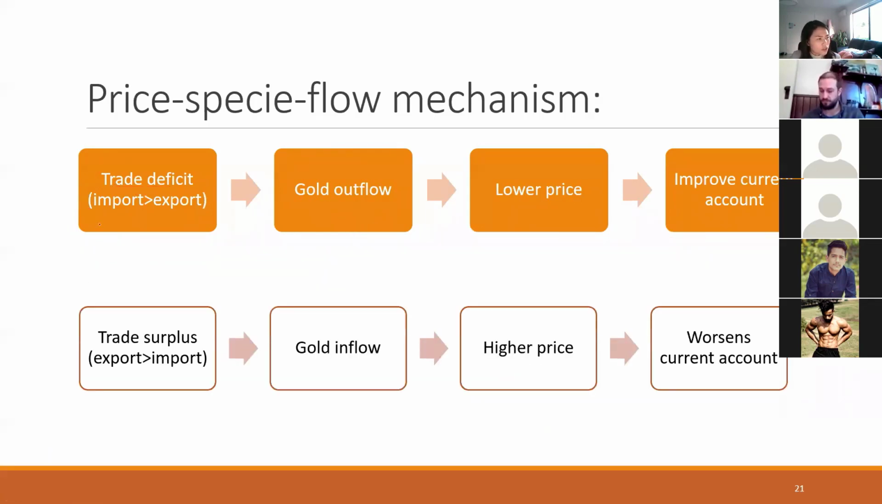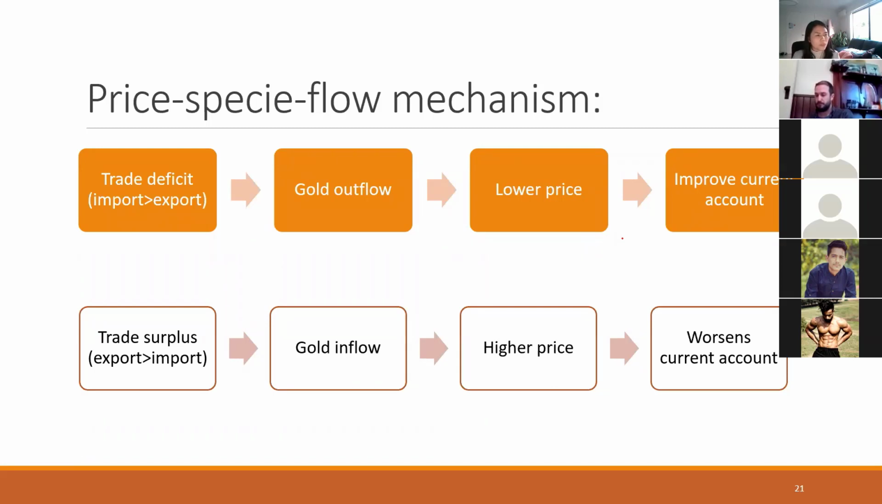So when you have a trade imbalance, either trade deficit or trade surplus, it will be corrected through a counterflow in your gold content. Okay. And as a result, your balance of payment will go back to equilibrium. Okay.